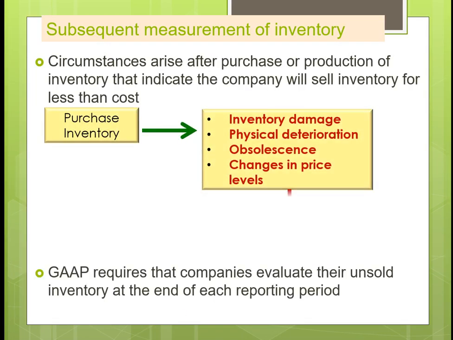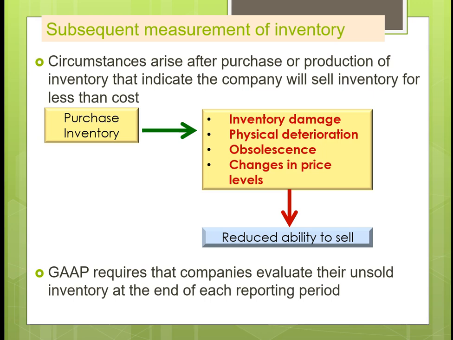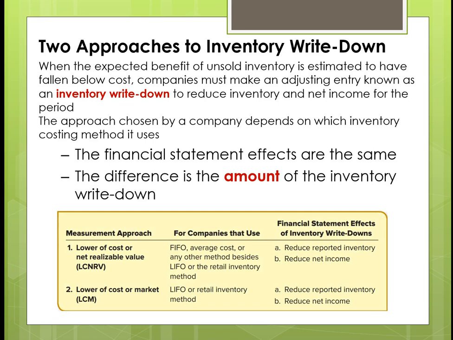Now, subsequent measurements of inventory. What happens is, well, things happen. Inventory is damaged, it physically deteriorates, it becomes obsolete, or there is a change in the price, which reduces the ability to sell. GAAP requires that companies evaluate their unsold inventory at the end of each reporting period. Now we have two approaches.